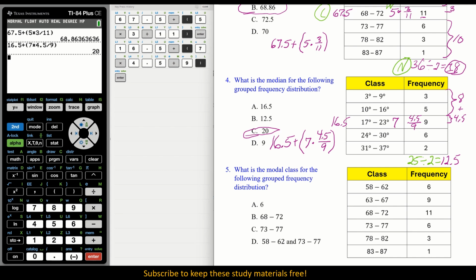Okay, now, number 5. Not a big deal, but it is a vocabulary situation. Mode class. What is the mode class for the following group frequency distribution? So, which frequency do you see the most? 11. Whatever numbers occurred the most, there are 11 of them, and they are in this class. That is the frequency, the modal class. The mode of the class, the modal class is this one, and it is option B.